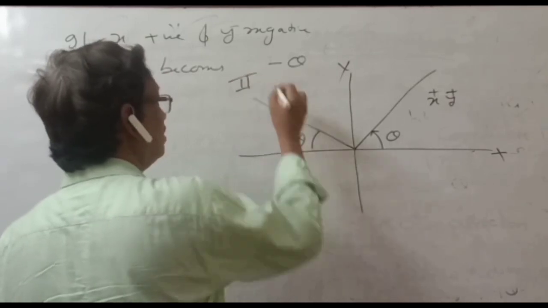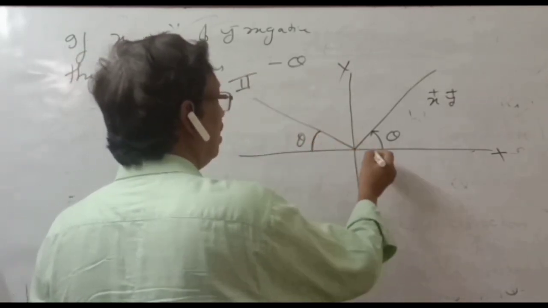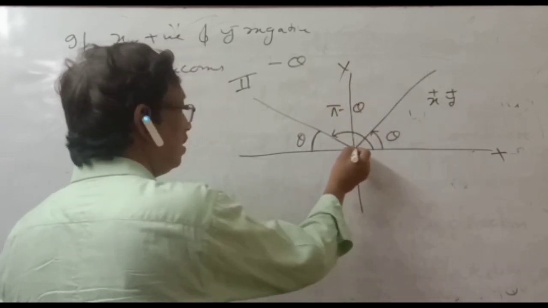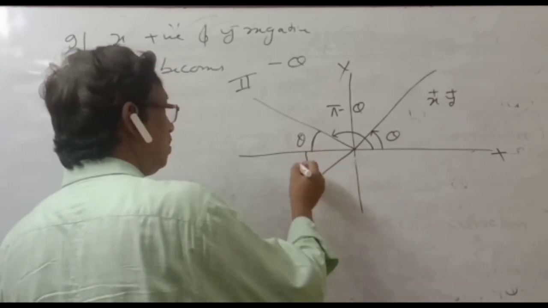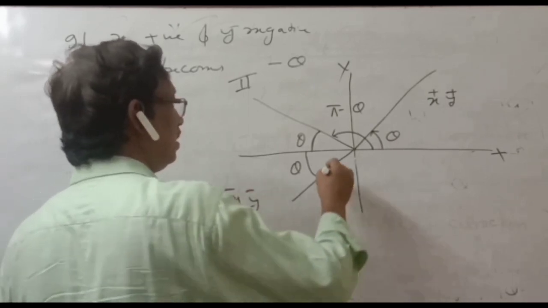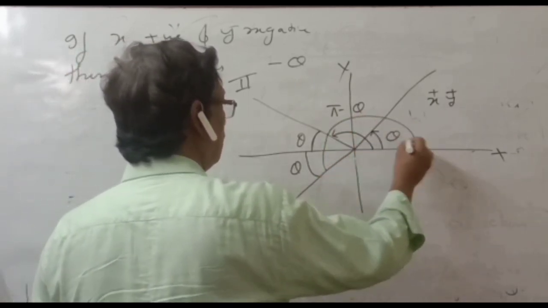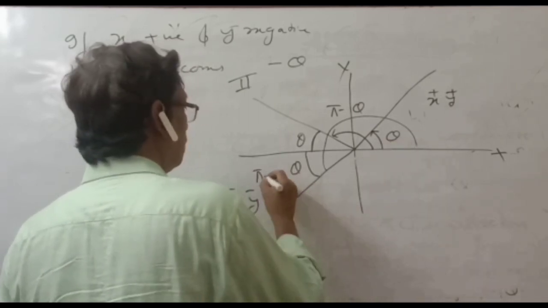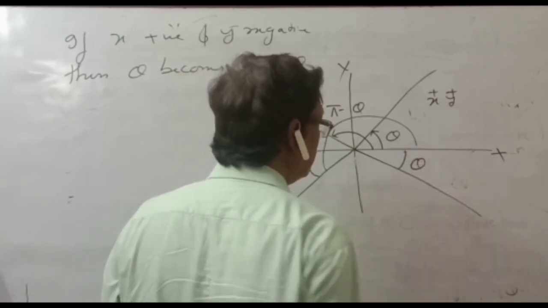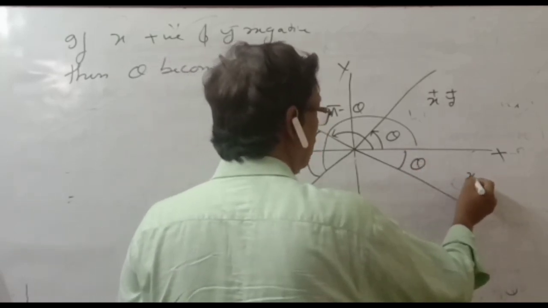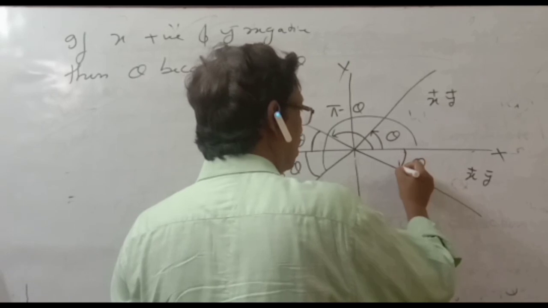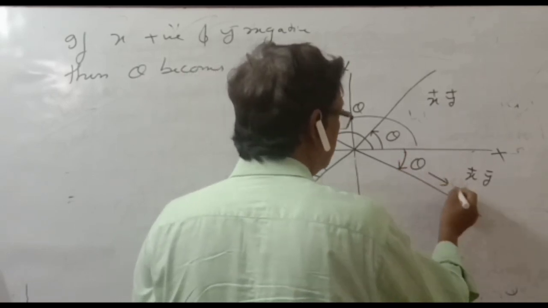In the second quadrant, this theta is pi minus theta. This theta in the third quadrant, where x is negative and y is negative, is pi plus theta. And this theta in the fourth quadrant, where x is positive and y is negative, is in the clockwise direction, so theta becomes minus theta.